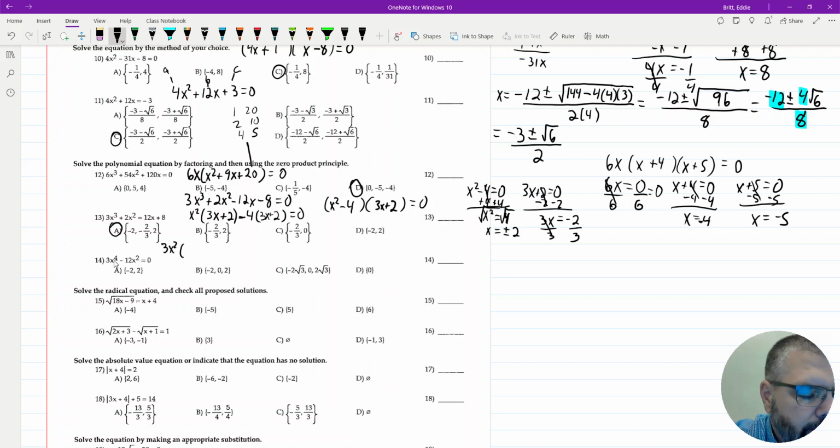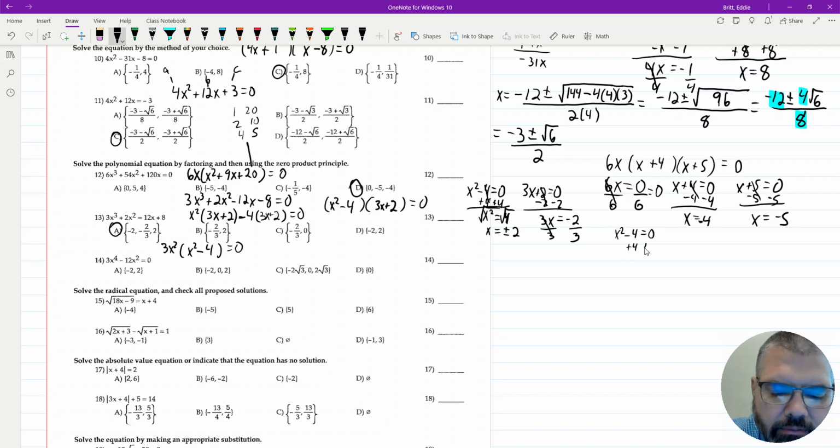So I want to factor out a 3x squared. That's going to leave me with x squared minus 4. Again, you could factor x squared minus 4 into x plus 2 and x minus 2, but you don't have to. You can use the square root property there. But don't forget, you have 2 factors. You have the 3x squared and you have the x squared minus 4. So x squared minus 4 equals 0.